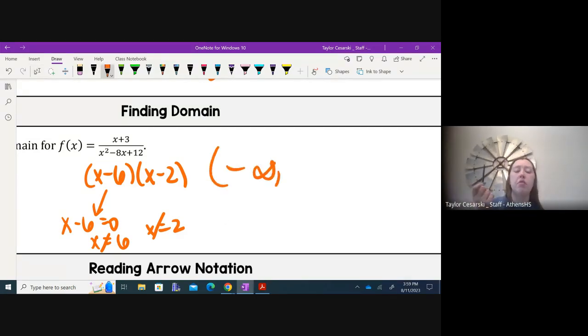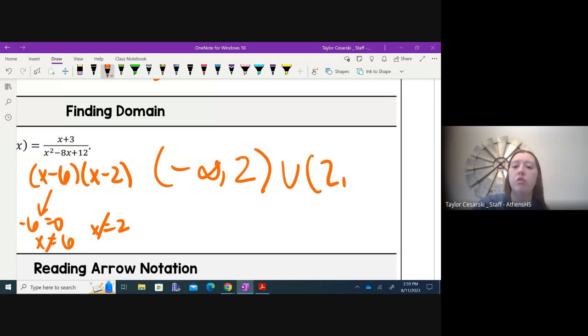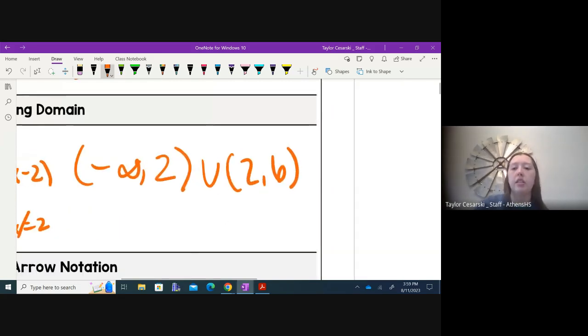So that's going to look like this: I'm coming from negative infinity, it's all good, I have to stop at 2. I use a parenthesis because that's not included. Then 2 to 6, stop again at 6, and then 6 to infinity. Okay, so just make sure you're familiar with that notation.